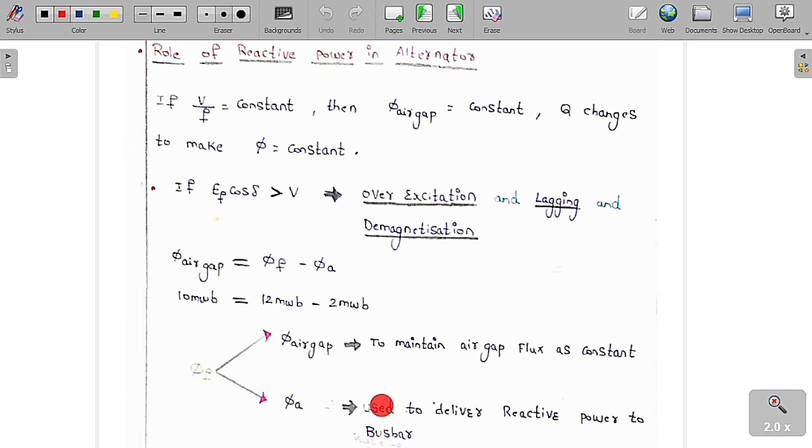Because I've already told you one important point, if you listen carefully: in an over excitation mode, it is going to generate the lagging reactive power. Therefore it is used to deliver the lagging reactive power to the bus bar. So phi f is 12, this is 10 and this is 2. The 10 should always be constant, and this 2 is used for delivering the lagging reactive power to the bus bar.